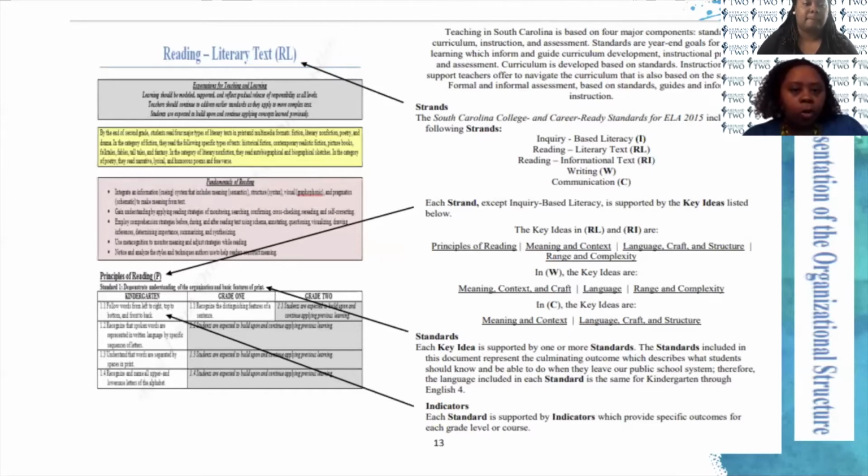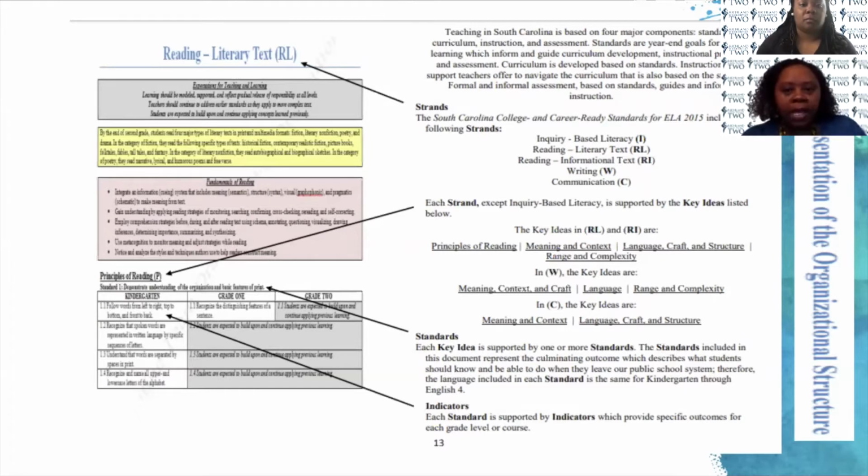So our standards are organized by strands. If you see that first arrow up at the top, it's pointing to reading literary text. So you will find within the standards other strands for inquiry, informational text, writing, and communication. Within those strands, you have key ideas, and you can see that right at that second arrow. And the key ideas are principles of reading, meaning and context, language, craft, and structure, range, and complexity.